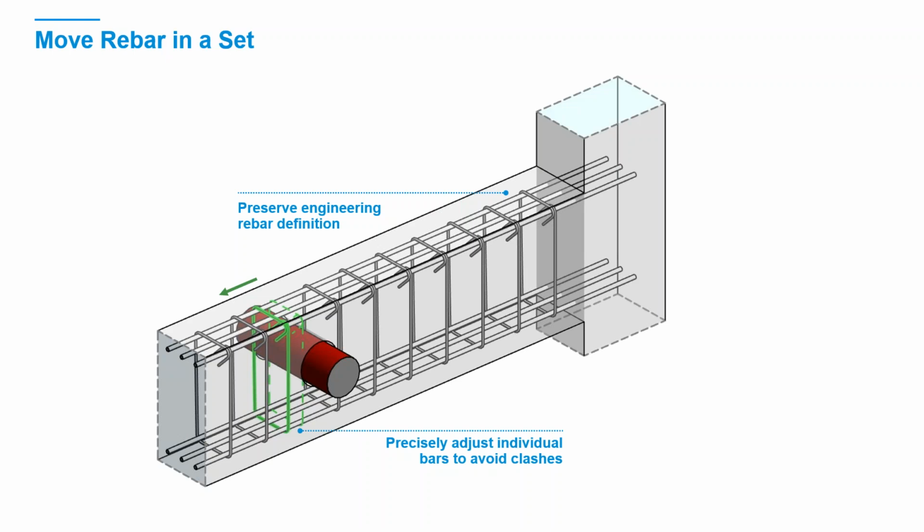Okay, so this is one of the features we developed in Revit 2022. It adds the ability to move and remove bars from rebar sets. This means that we can easily avoid clashes with other building features or other rebar by doing some local adjustments, moving or removing the bars, while preserving the rebar definition. We will see in the live demo how this works.